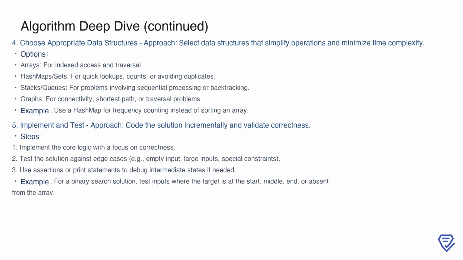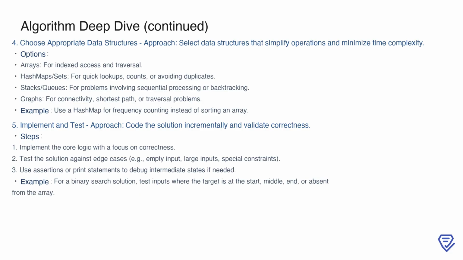Selecting the right data structures is essential for simplifying operations and improving algorithm performance. For example, arrays are ideal for indexed access and sequential traversal, while hash maps or sets enable quick lookups or frequency counting. Stacks and queues are particularly useful for problems involving sequential processing, such as backtracking or breadth-first search. Graphs come into play for more complex problems like connectivity or shortest path calculations. Choosing an appropriate data structure can significantly impact the efficiency of your solution.